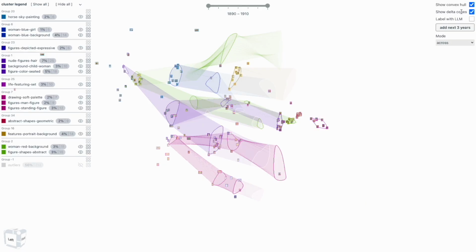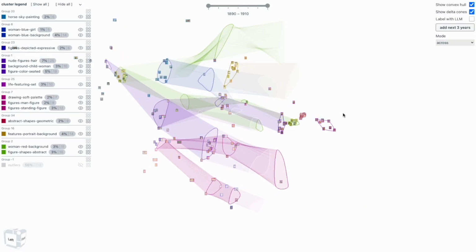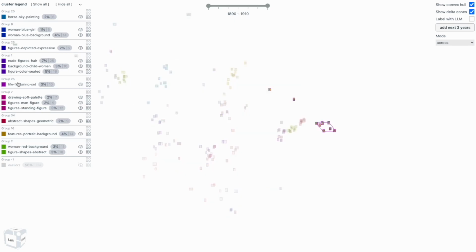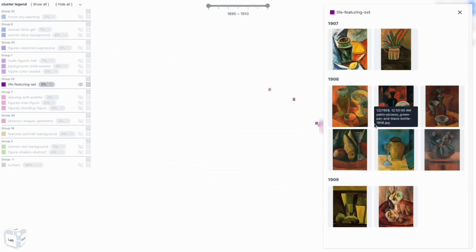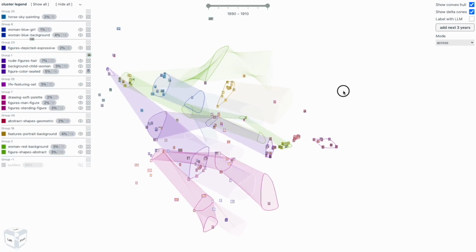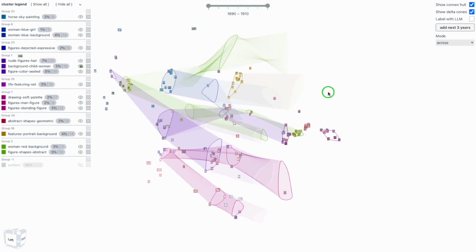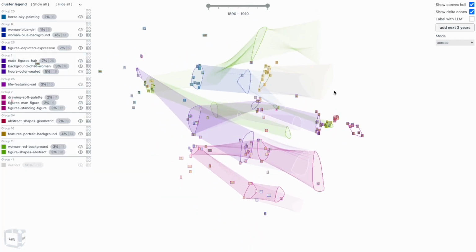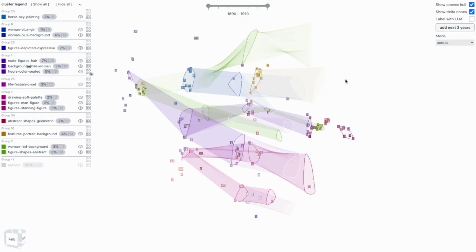We can also see that there are clusters that have only emerged more recently. For instance, this one over here. Let's take a look. It shows mostly still lives in cubist style. So this is how, using Chronotome, Sam can begin to uncover some of the interesting evolution over Picasso's works in this 20-year time period.